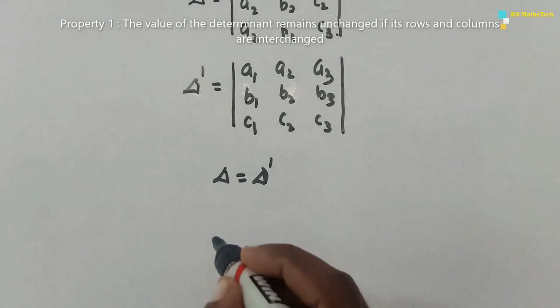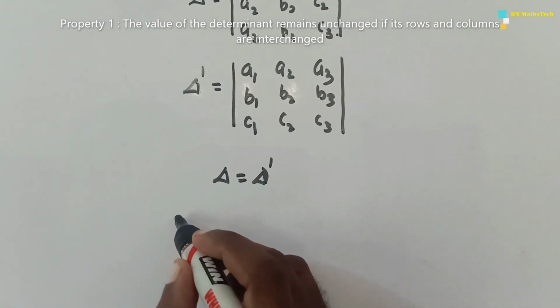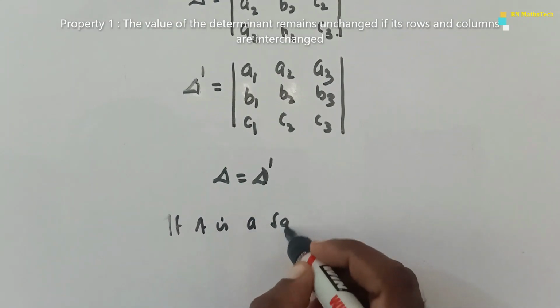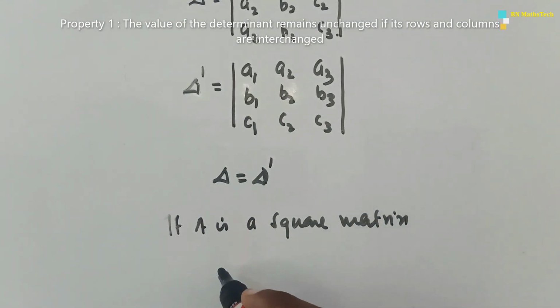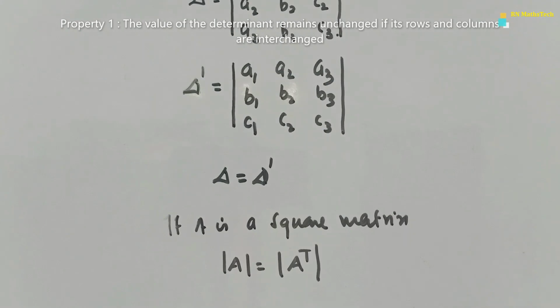That is, if A is a square matrix, then determinant A is same as determinant of A transpose. Determinant A and determinant A transpose are same.